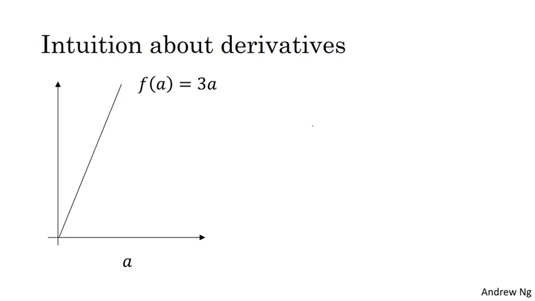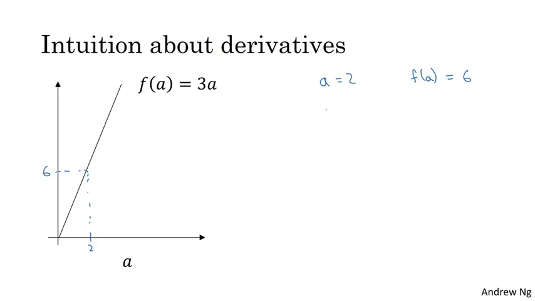I've plotted here the function f(a) = 3a, so it's just a straight line. To gain intuition about derivatives, let's look at a few points on this function. Let's say that a is equal to 2. In that case, f(a), which is equal to 3 times a, is equal to 6. So if a is equal to 2, then f(a) will be equal to 6.